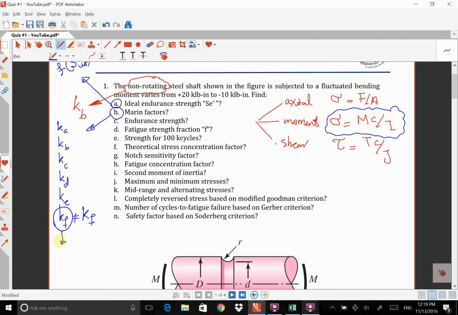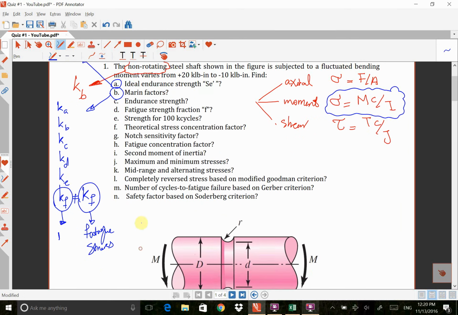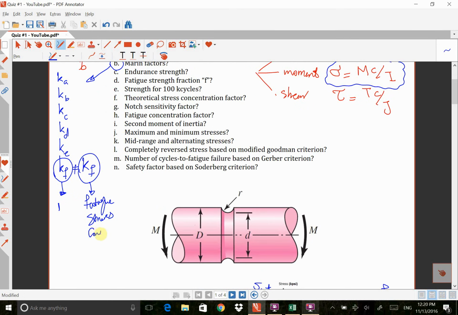This is in 90%, this guy is 1. This is the Marin factor, but this is the fatigue stress concentration factor. I said stress concentration factor. This KF, capital KF, is a function of KT, the theoretical stress concentration, and Q, notch sensitivity.